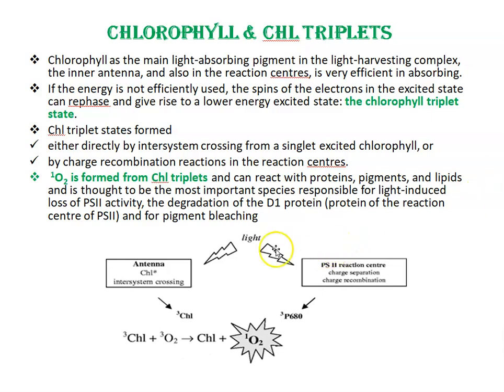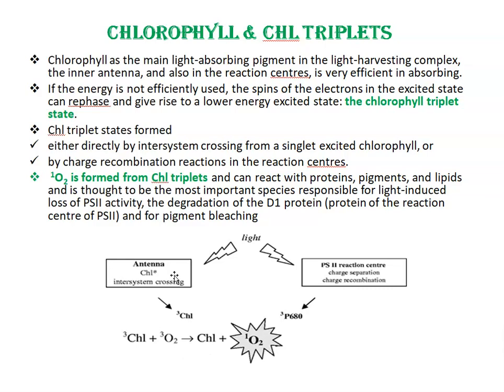Just look at this diagram. When light falls on chlorophyll molecules in antenna or in reaction center, it gets excited and moves to higher energy state called excited singlet state. Then this chlorophyll molecule transfers energy to another chlorophyll molecule and itself returns back to its ground state.